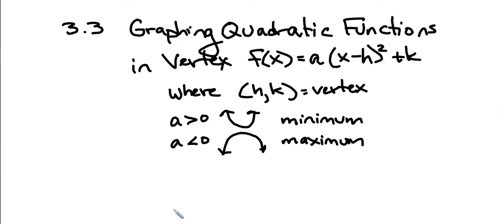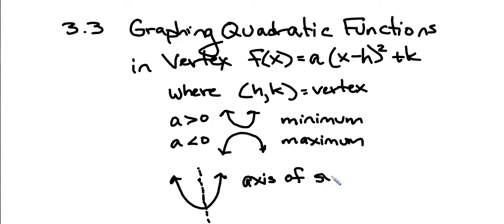And then knowing that each of these parabolas are symmetric, we can basically cut them almost exactly in half with this imaginary line. We call this the axis of symmetry. And it will always be an equation, x equals h, which of course is the x value of your vertex.